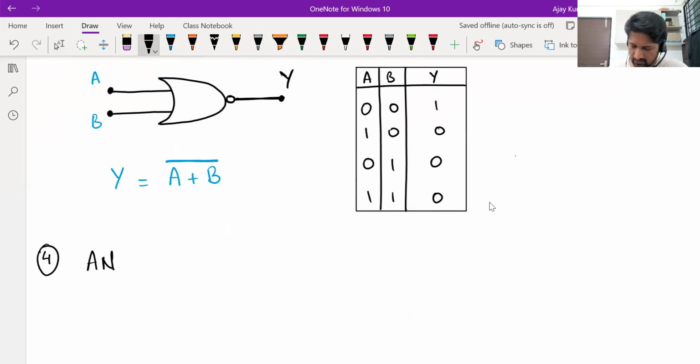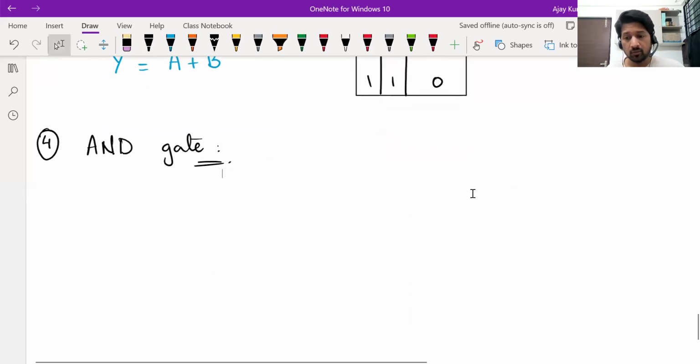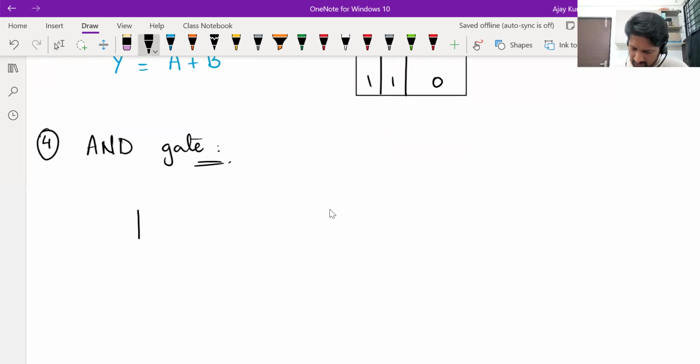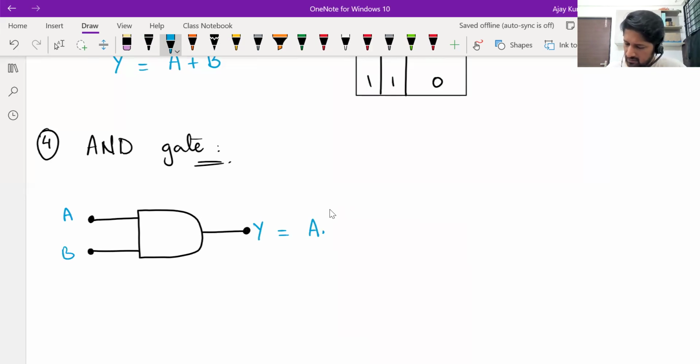Next is AND gate. AND gate gives a positive output only when both the inputs are positive. And the symbol looks like a proper D with two inputs and one output. The operation A and B is denoted by A dot B. You read it as A and B.